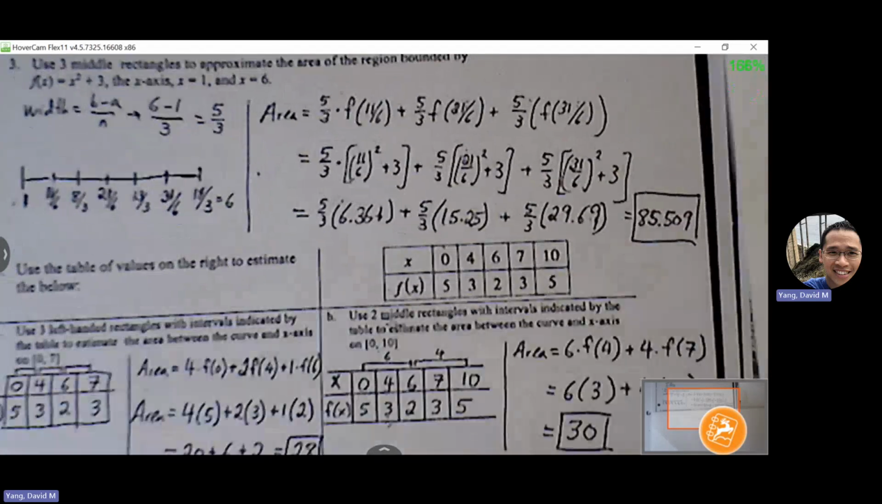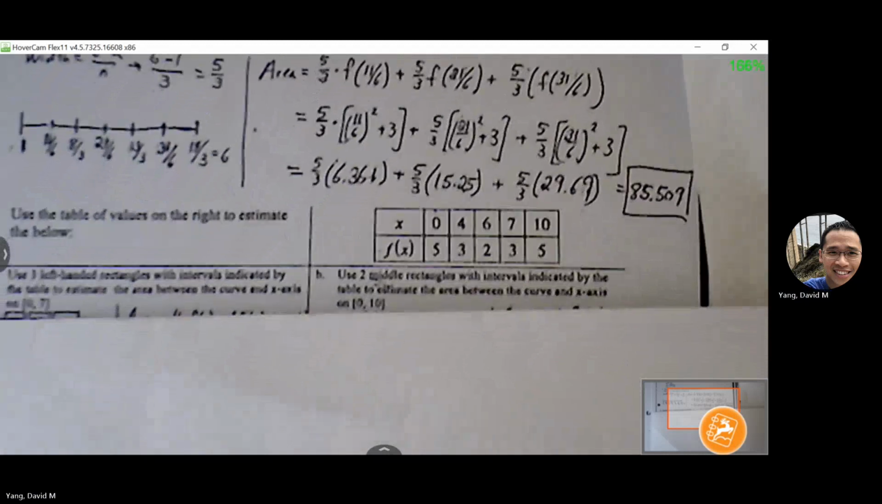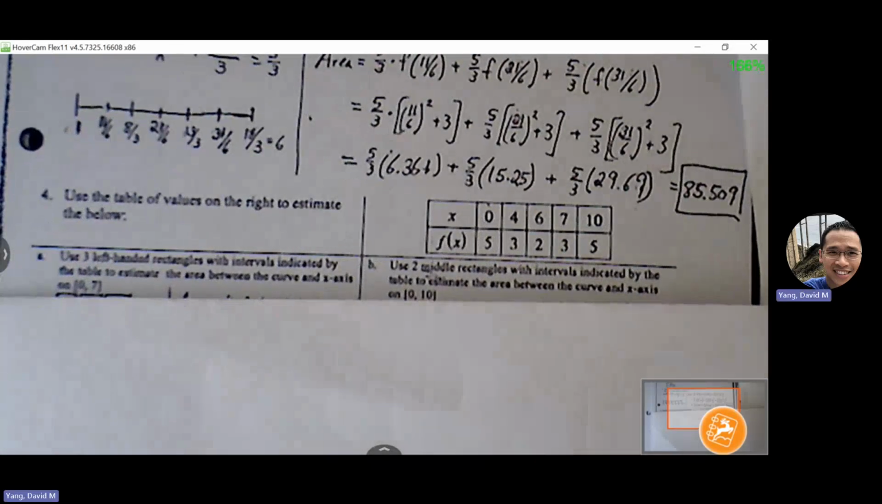So go ahead and try A through D, and then I will walk through. We can check our answers. Pay attention to your subintervals. Pay attention to the formula you're going to use. Rectangles is always width times height. The trapezoid is going to be 1/2 width times height 1 plus height 2. Okay, so try those. Based off what I saw yesterday, it seems like we should be pretty good with these.